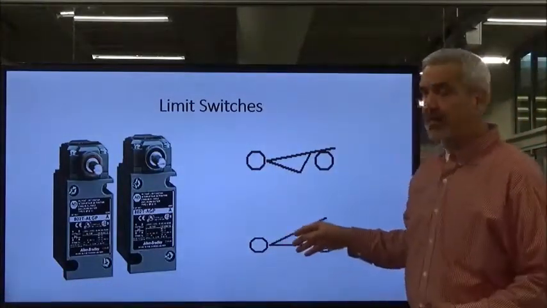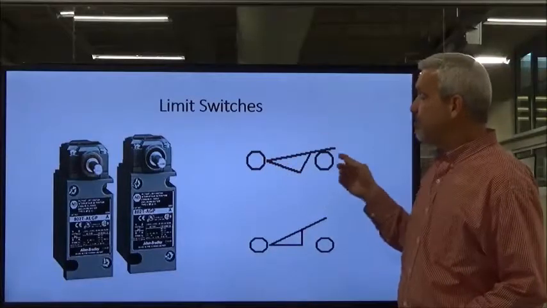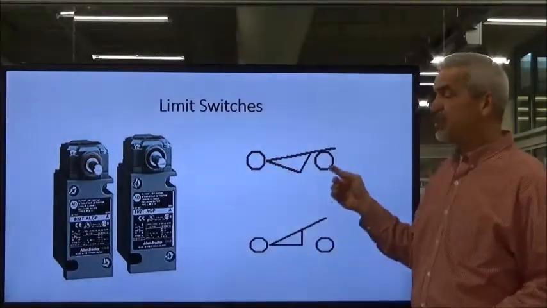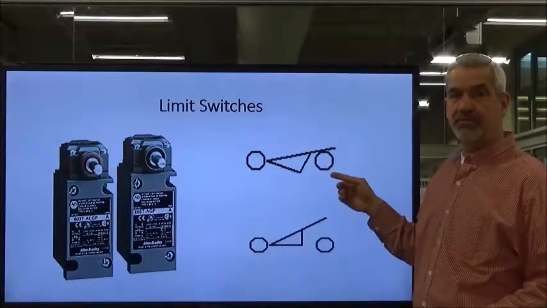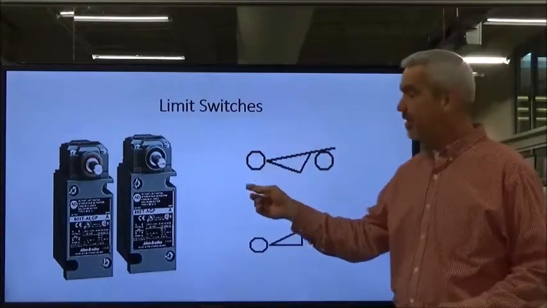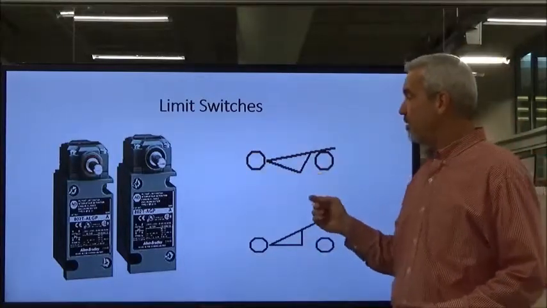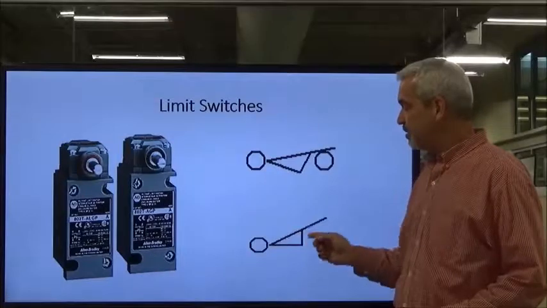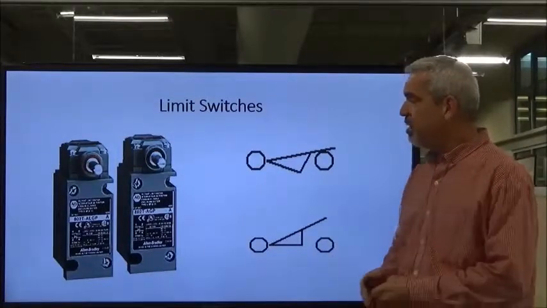You have different kinds of contacts in them too. This is the symbol for a limit switch. You'll see this in your relay logic, on your rungs of logic. This is a normally closed, held open switch. This is a switch in the open position right here.